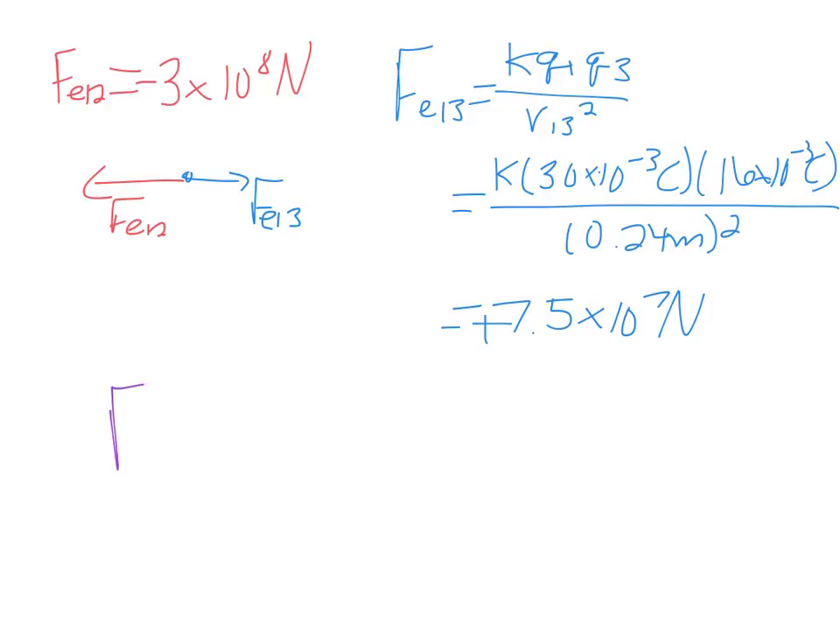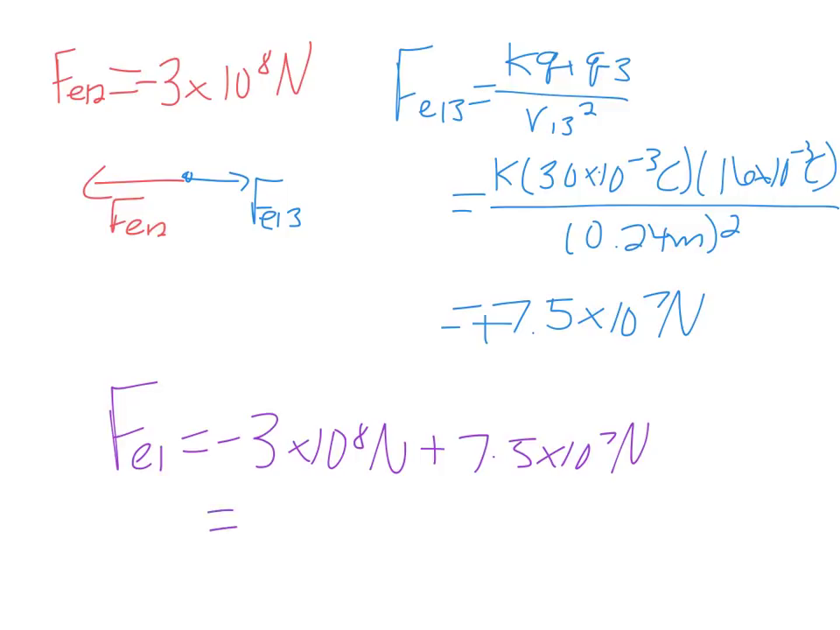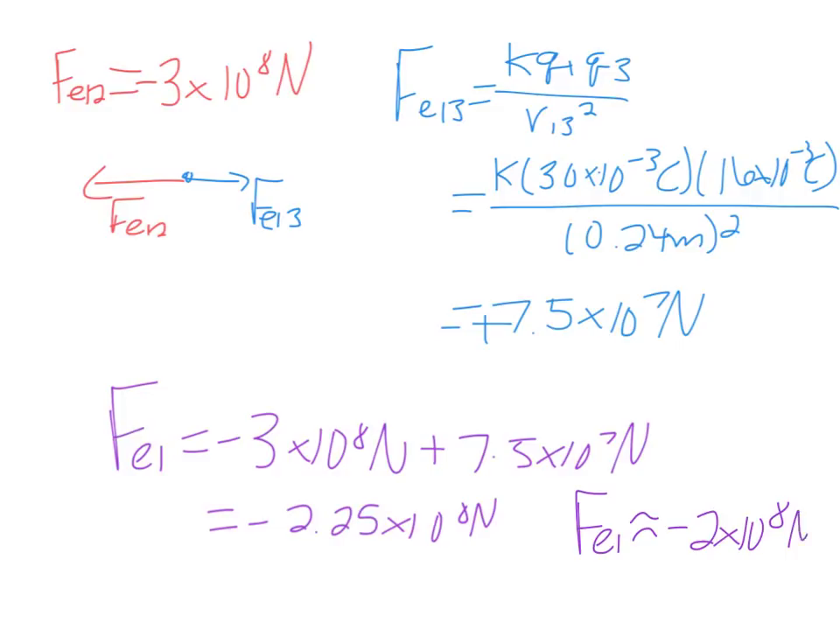And our total electric force on 1 equals negative 3 times 10 to the 8th newtons plus 7.5 times 10 to the 7th newtons. And this comes out to negative 2.25 times 10 to the 8th newtons. If we look at this force diagram, my left force is greater, so that means that this should be negative since my negative 1 is greater. It's 1 sig fig, so the total net force on 1 is approximately negative 2 times 10 to the 8th newtons.